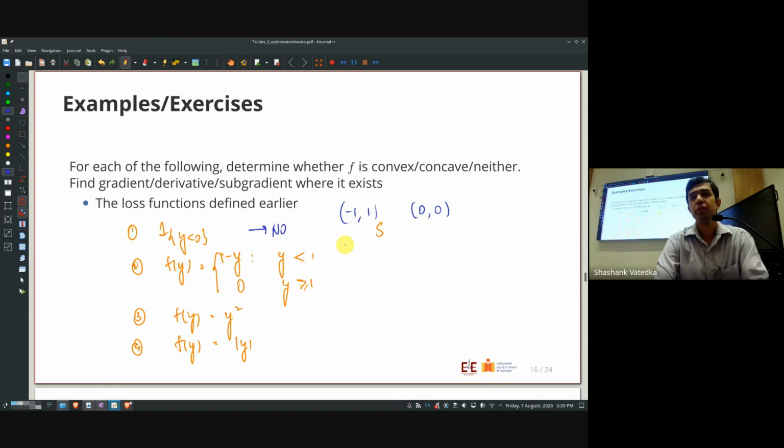Okay, so one way is maybe to go through a case-by-case analysis. You take two points, the 2 points to the right of 1, 2 points to the left of 1. Both of them are fine. Then you take a point to the left of 1 and to the right of 1. Right? Okay, what about the third?